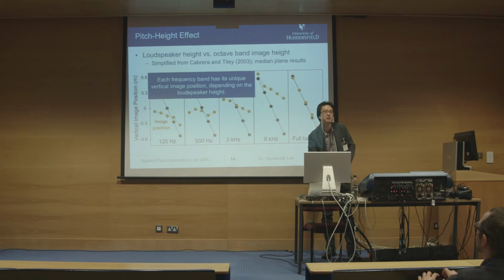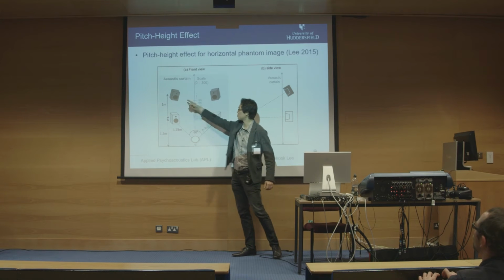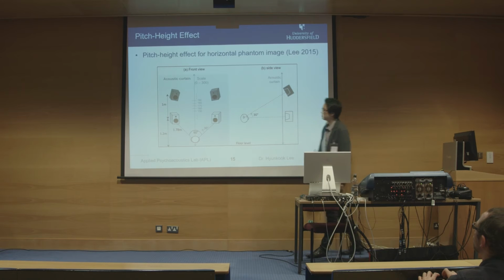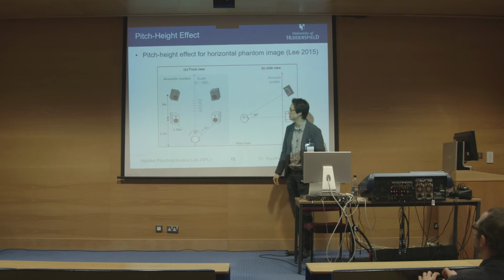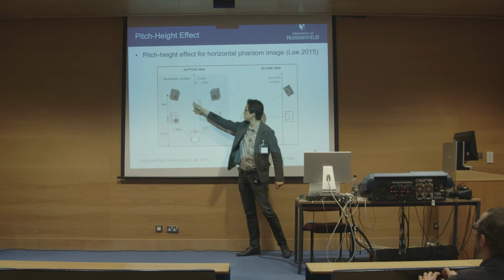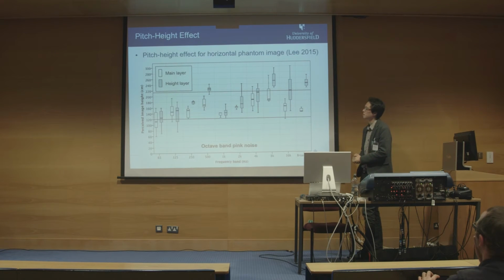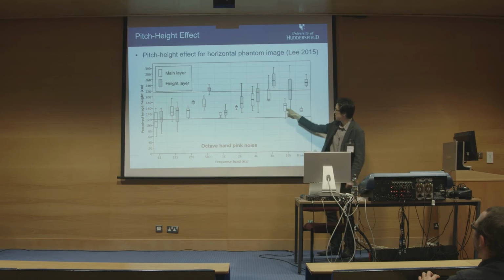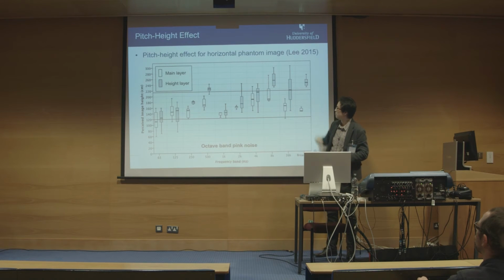We've expanded this kind of research to the phantom image condition, when you have two loudspeakers arranged horizontally, and then another loudspeaker layer at about a 30-degree elevation angle. We did this pitch height effect experiment with octave band noise signals for each layer: one experiment with the lower layer and another with the height layer. The results look like this. The white boxes show the results for the main layer, the horizontal loudspeakers, and the gray boxes show the perceived image positions for the height layer.